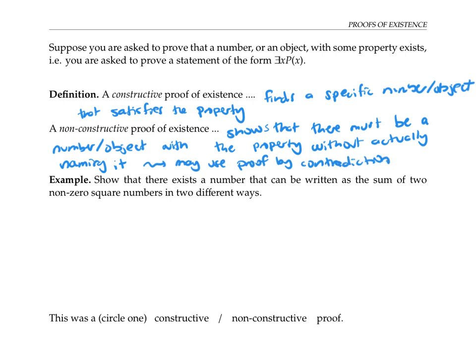exists. For example, suppose we want to show that there exists a number that can be written as the sum of two non-zero square numbers in two different ways. We can prove this by demonstrating such a number. And after a lot of scrap work and trial and error, I found that 65 can be written as 7 squared plus 4 squared, and it can also be written as 8 squared plus 1 squared. There are other examples too, but to prove the existence, I just need to produce one, and this is my constructive proof.